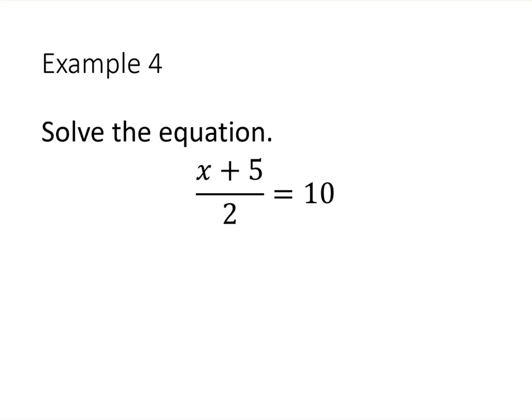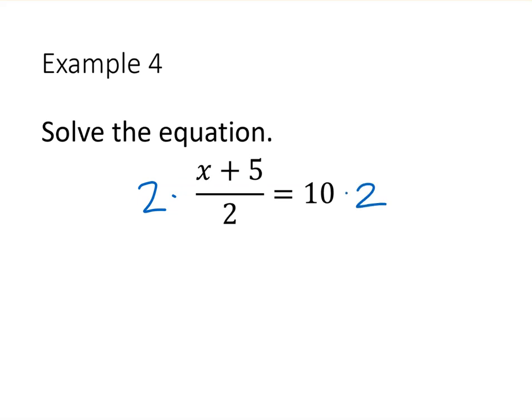In order to undo a division, we have to multiply. So because we are dividing by 2, we need to multiply by 2. So we will multiply the left side by 2, and whatever we do to the left side, we must also do to the right side, so we will also multiply the right side by 2.